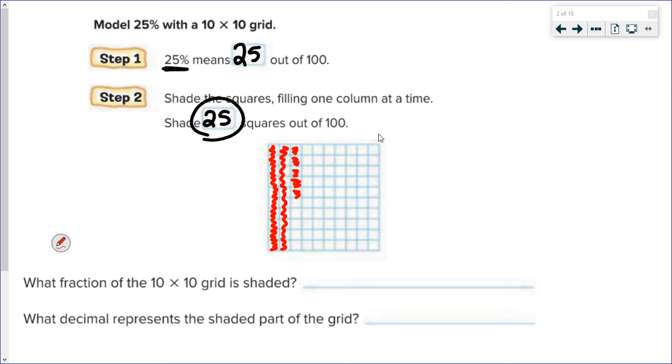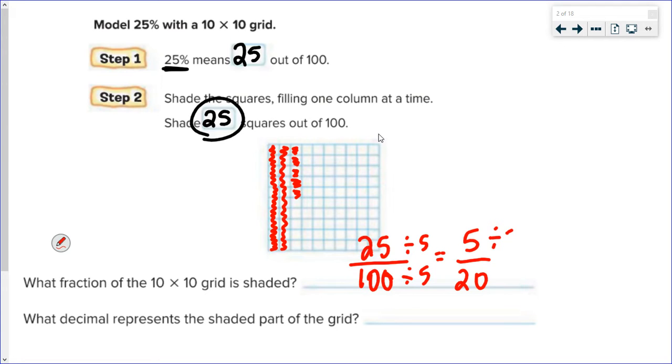So it says, what fraction of this 10 by 10 grid is shaded? Well, I know that I shaded 25 over 100 pieces. But I know that with fractions, we like to make those simpler. So let's say I take a 5 out of here, because I know that 5 is a factor. I can divide the top by 5, I can divide the bottom by 5, and that's going to equal 5 over 20, right? Because 25 divided by 5 is 5, 100 divided by 5 is 20. Well, I know that I can take another 5 out of these two numbers. So if I did that again, 5 divided by 5 is 1, over 20 divided by 5 is 4. So really, the percentage that we shaded was just 1/4 of this grid.